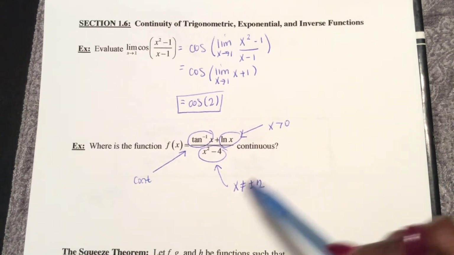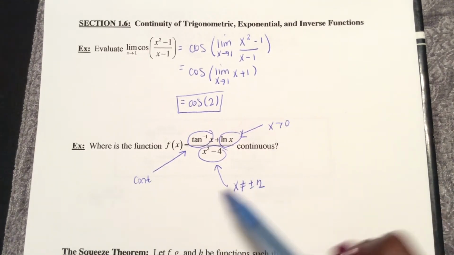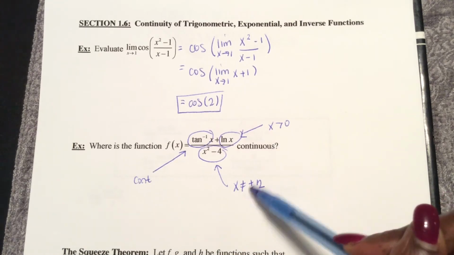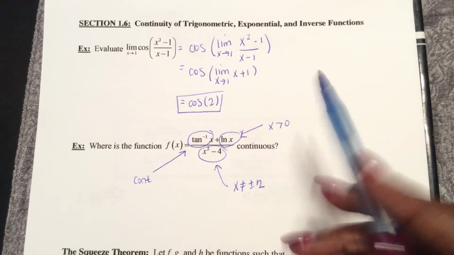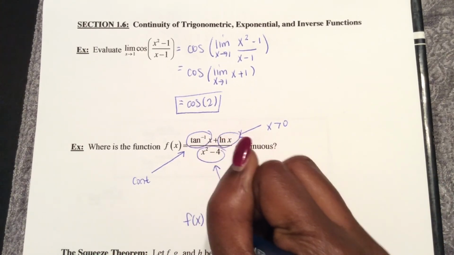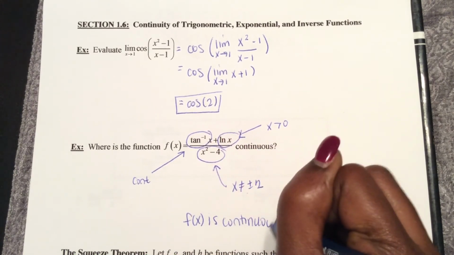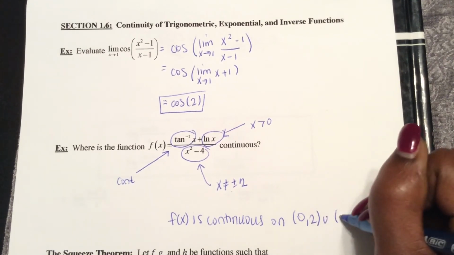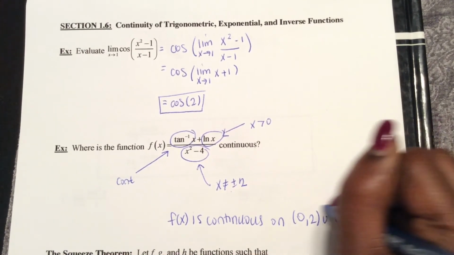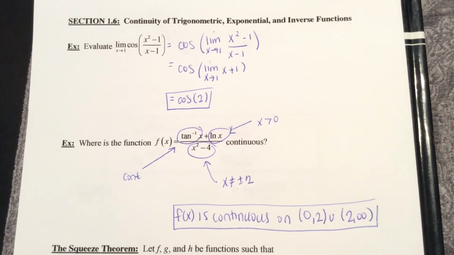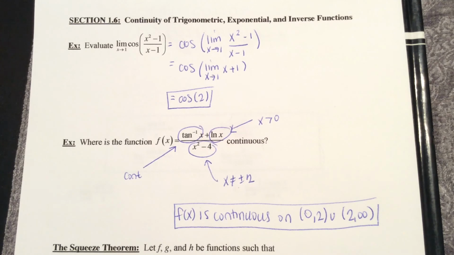If I look at the composition of these possible domains, I know that x needs to be greater than 0 and it cannot equal positive or negative 2. So f of x is continuous on the intervals from 0 to 2 and 2 to infinity. We somewhat think about domain restrictions at the same time as we think of continuity.